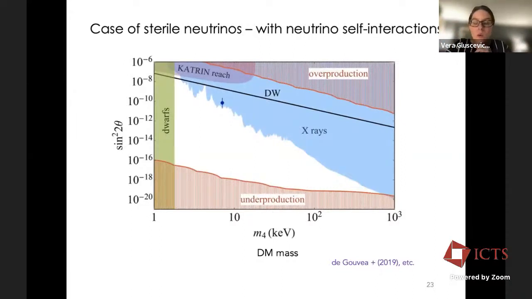So if you do this, you open up the parameter space that's viable for producing all of dark matter, provided the appropriate choice of dark matter mass, mediator mass, mixing angle, and interaction strength. And so between these red lines is where you can live in this particular model. And this is how the bounds from X-rays, the blue shaded region here, are evaded.